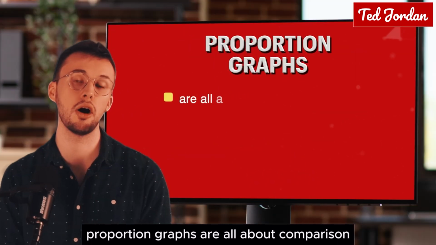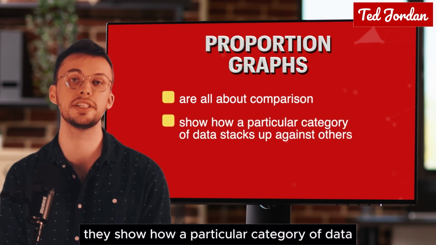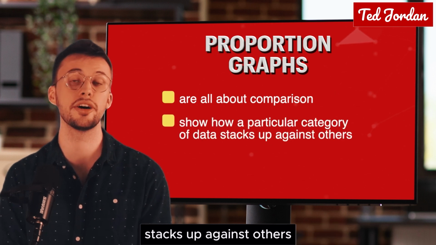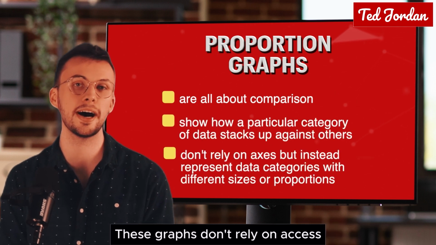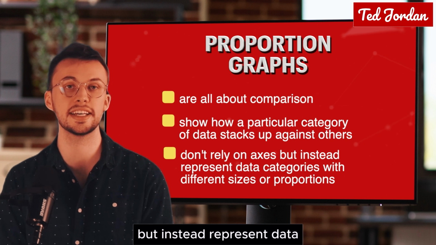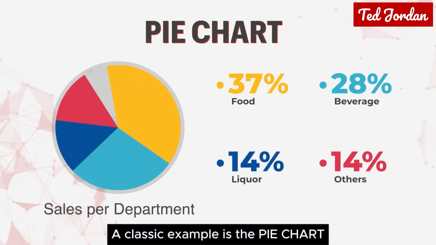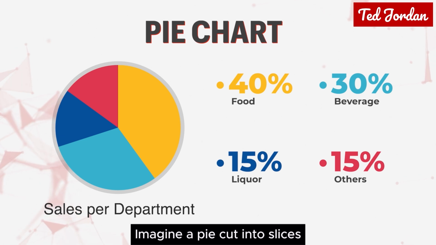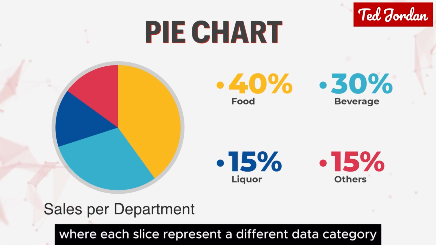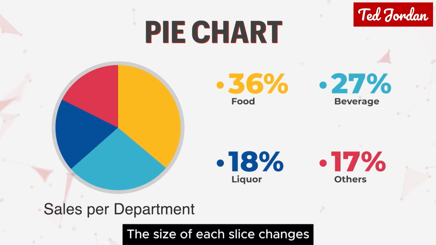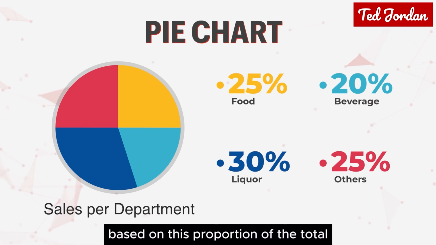Proportion graphs are all about comparison. They show how a particular category of data stacks up against others. These graphs don't rely on axes, but instead represent data categories with different sizes or proportions. A classic example is the pie chart. Imagine a pie cut into slices where each slice represents a different data category. The size of each slice changes based on the proportion of the total.